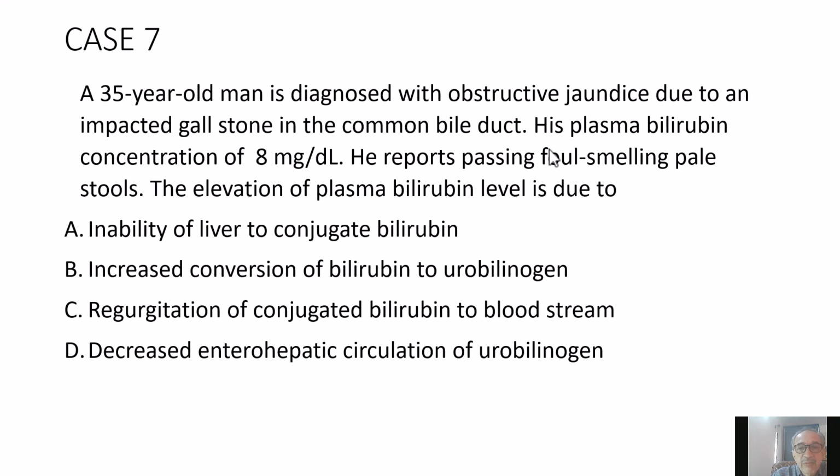The question is: elevation of plasma bilirubin is due to inability of the liver to conjugate bilirubin? Unlikely, because the liver is normal, only obstruction in the common bile duct. Increased conversion of bilirubin to urobilinogen? Bilirubin is not entering the gut, so there is no question. Regurgitation of conjugated bilirubin, that is the correct answer. Decreased enterohepatic circulation of urobilinogen? Urobilinogen is not formed at all, so it's very unlikely. So regurgitation of conjugated bilirubin into the bloodstream is the correct answer.